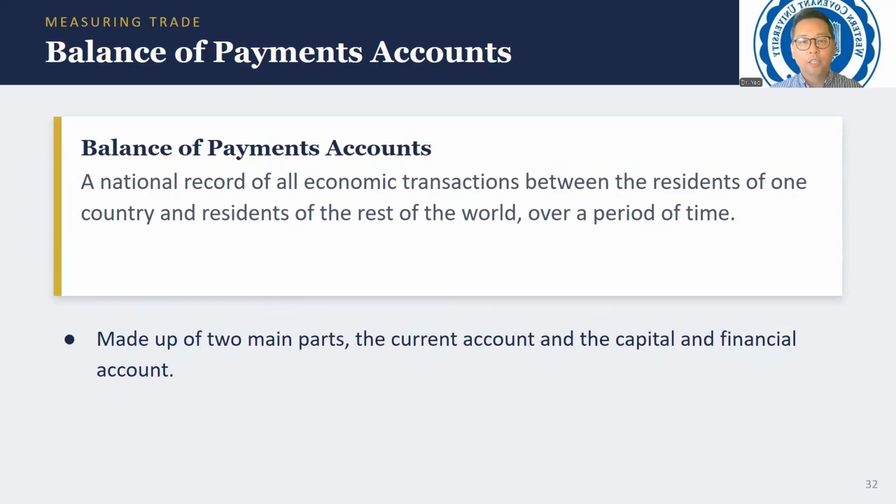Every country keeps track of its economic transactions with the rest of the world using what's called the balance of payments account. The balance of payments is simply a national record of all economic transactions between residents of one country and residents of every other country over a certain period of time, usually one year. This record is made up of two main parts. The first is the current account. The second is the capital account and financial account. Let's look at each of these separately.